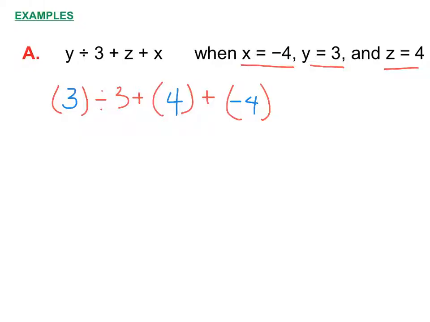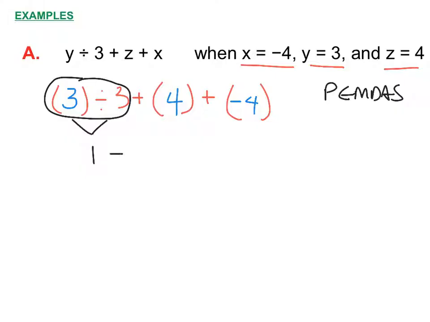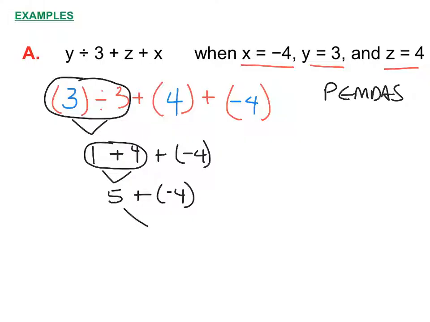Or I can simplify. So we look across, we're thinking about PEMDAS now. So division first. So 3 divided by 3 is 1, plus 4, plus negative 4. I'm just going to put a set of parentheses around that negative to protect it. Working from left to right now, 5 plus negative 4. And 5 plus negative 4 is 1, just my simple adding of integers.